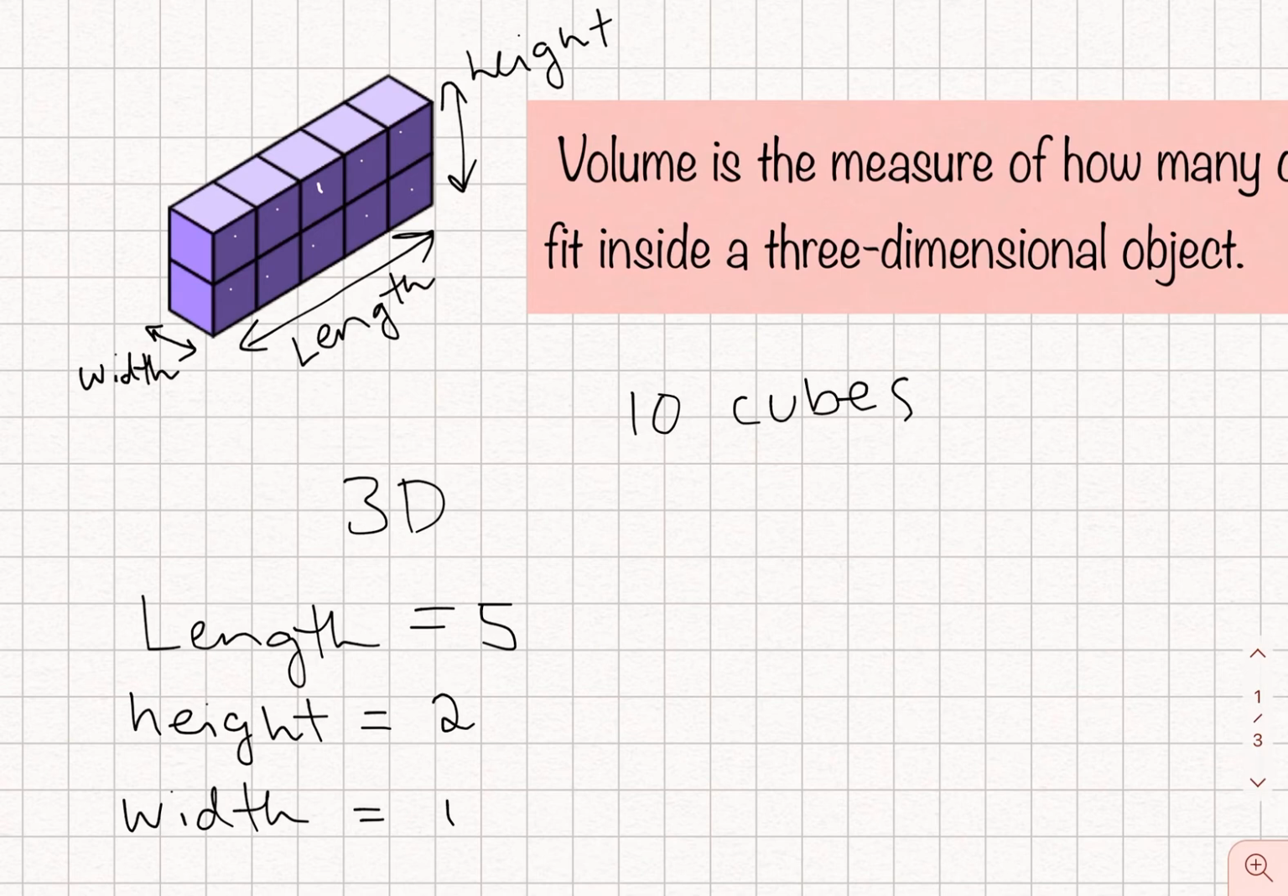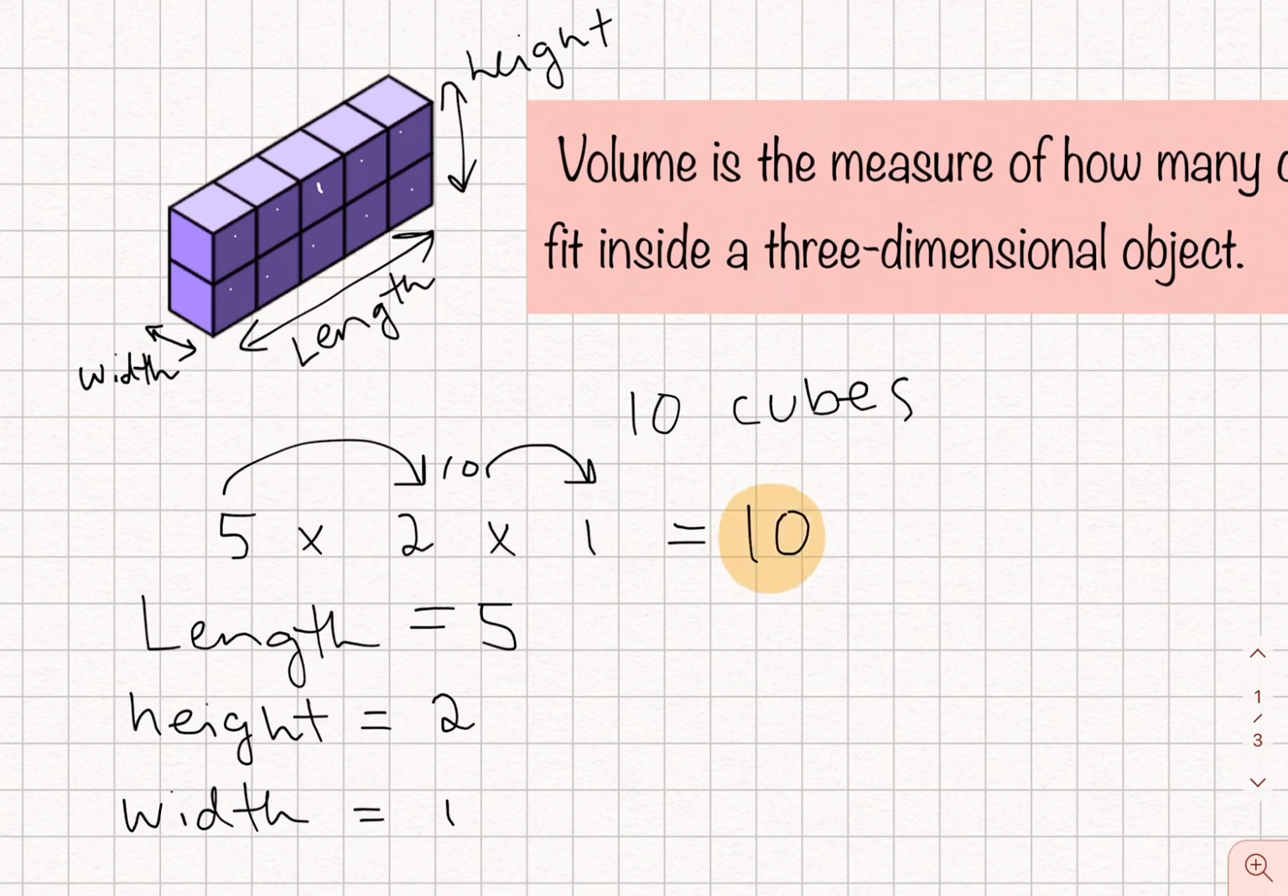So our method, our way of finding the volume of this cube here, is to multiply all three dimensions. We're going to go ahead and do that. So we're going to multiply 5 times 2 times 1. Well, 5 times 2, that's 10. And 10 times 1, well, that's still 10. So the volume is 10.